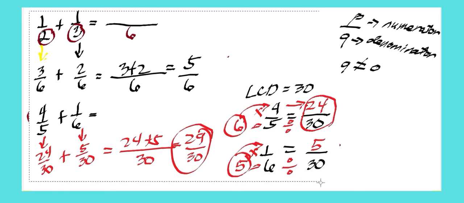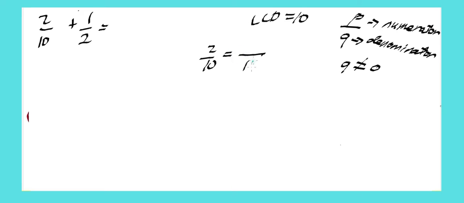Okay, so let's have 2/10, okay, 2/10 plus 1 half. Okay, plus 1 half. Okay, again, if you're just going to skip counting by 10 and by 2, what is the first number that they are going to be the same? The answer is 10. So our LCD is 10. Our LCD is 10. Okay, now, you are going to rewrite it to 10. The LCD is 10. Okay, 1 half. The LCD is 10.